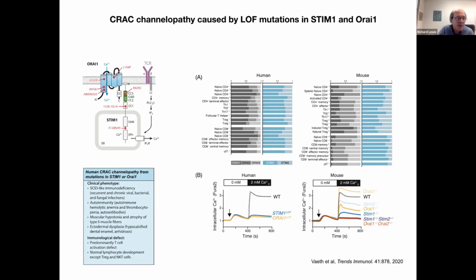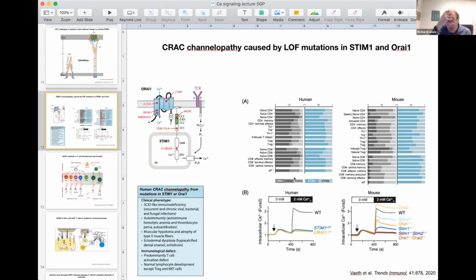So I'd like to turn now to what CRAC channels actually do in T cells. A lot has been learned from loss of function mutations in human patients. In human T cells, Orai1 and STIM1 are the predominant isoforms, so that knocking out either one or getting loss of function in either one is sufficient to completely abrogate store-operated calcium entry.